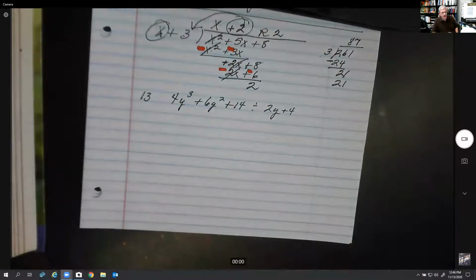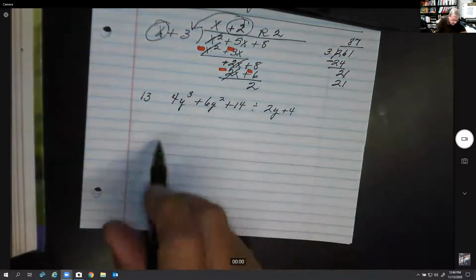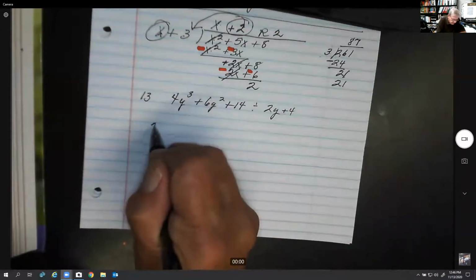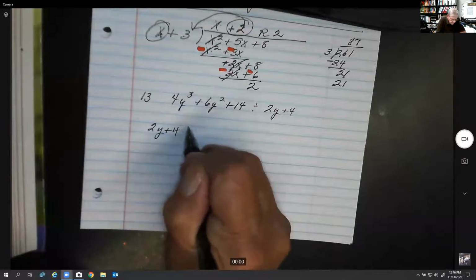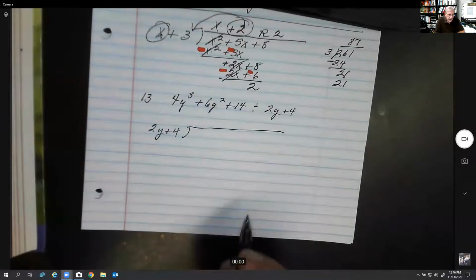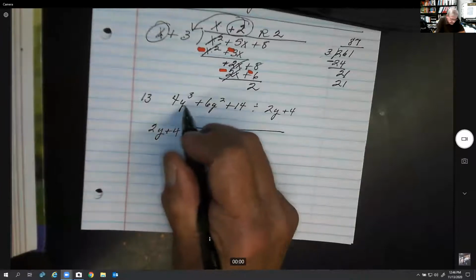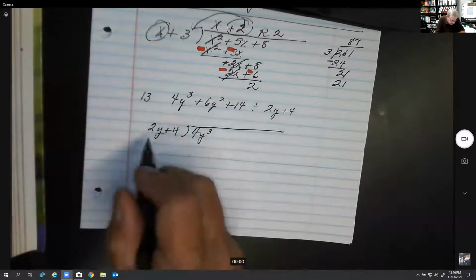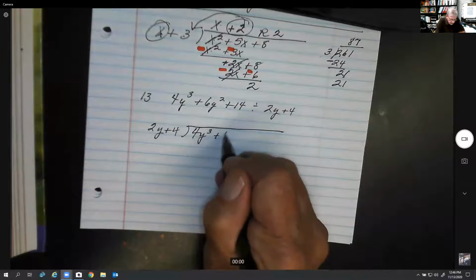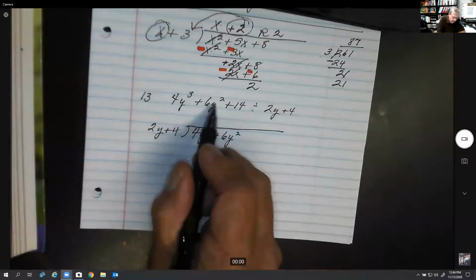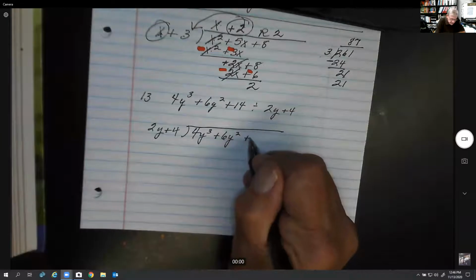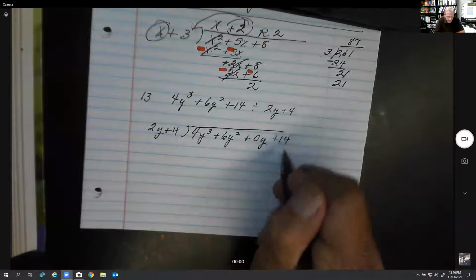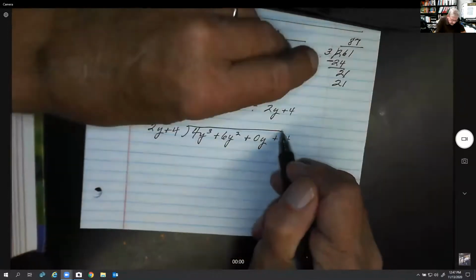So this one looks a little bit harder than what we did, but not super hard. But no missing terms. So I'll show you what we do. First of all, we're going to write down the 2y plus 4 divided into 4y cubed. Make sure these are in descending order, which they are. Plus 6y squared, but we need a y term. You can't jump from y squared to a number. So we're just going to put a 0, kind of like a placeholder, and then 14. There we go. So now we're going to divide.